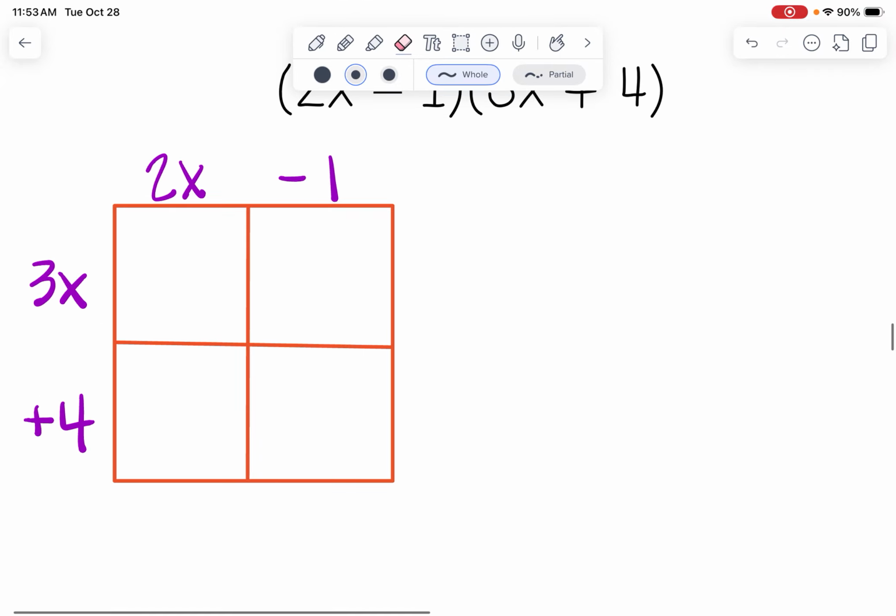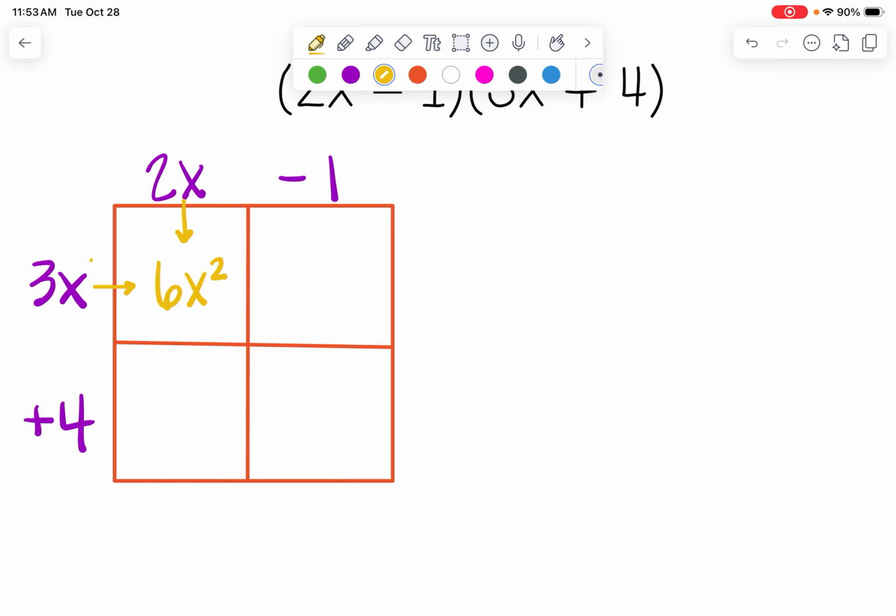Now that you have, this is the setup for the box method. Now what we're going to do is we are going to multiply to figure out what goes in the boxes here. So I know that if I multiply 2x times 3x, that's going to give me the value that goes in this box. Well, 2 times 3 is 6, and x times x gives me x squared. Because remember, you have little understood ones, and when we multiply, we add the exponents. Okay, so 6x squared is what I get for that first box.